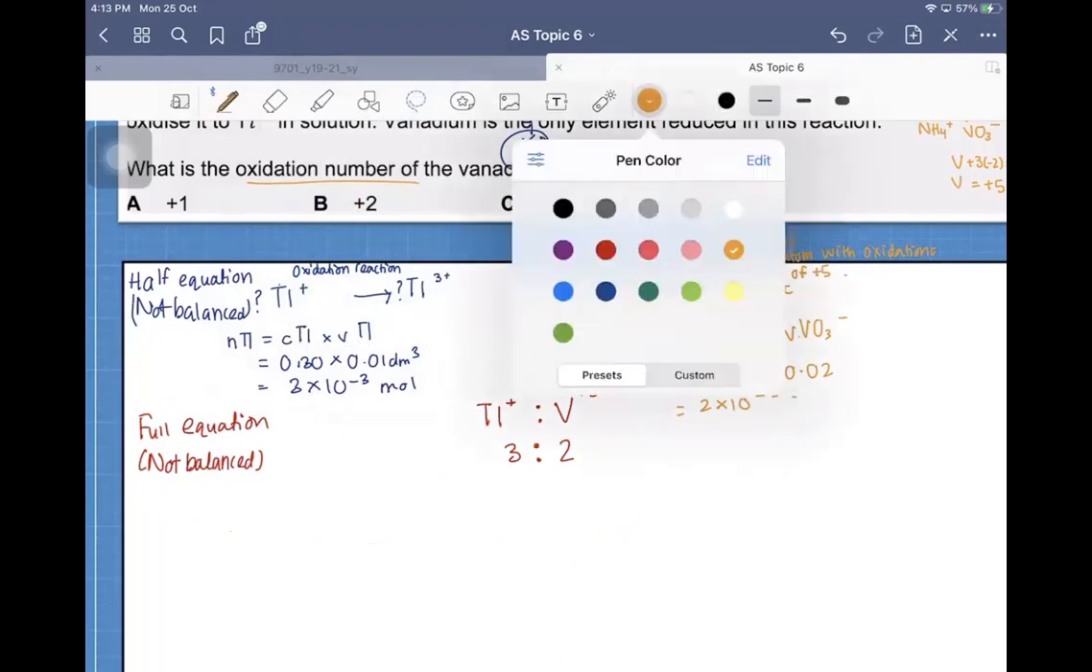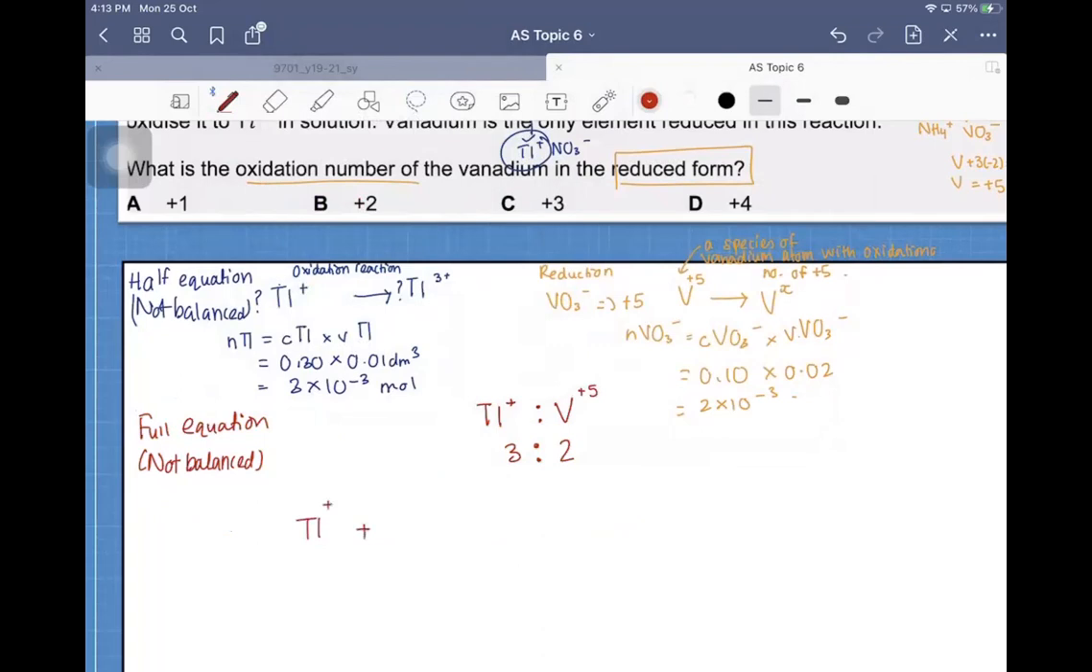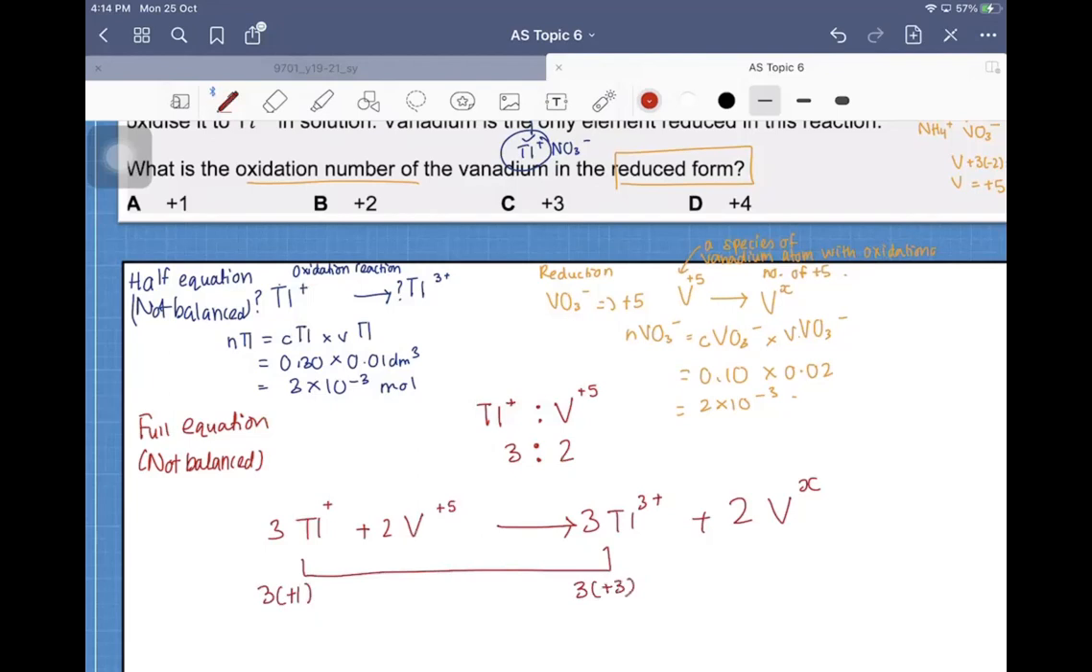Thallium plus reacts with vanadium +5 in a mole ratio 3:2 to form 3 moles of thallium 3 plus and 2 moles of vanadium X. We do not know the charge, we do not know the oxidation number of the vanadium. Okay, so we know information about thallium. So let's see. Thallium goes from 3 lots of +1 to 3 lots of +3. So that's an oxidation, or increase by 6. That means the vanadium must also decrease by 6.